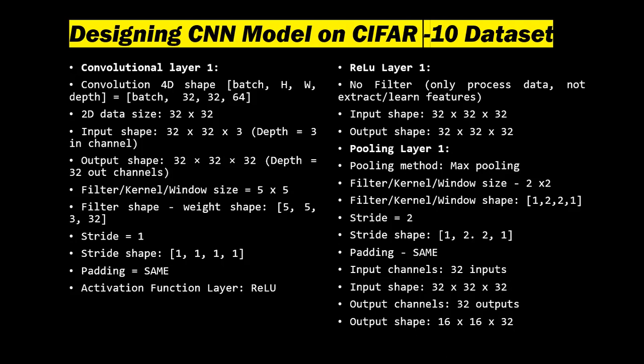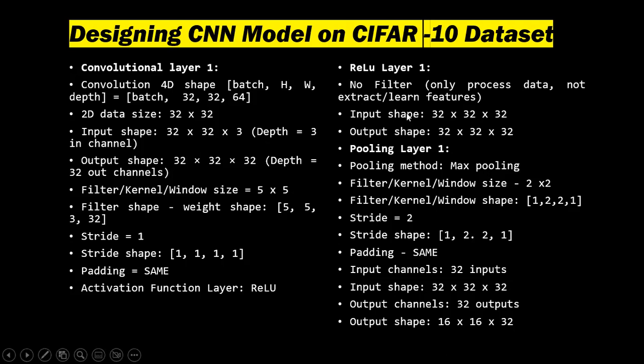Then here we can also see the window size. The window size which we are taking is 5 by 5. Coming to the strides, we are using the stride as 1, and the padding is equal to same. Padding is same means we are not changing anything. The activation function which we are using is the ReLU layer. So this is the design for convolutional layer 1, and then ReLU layer 1. Here we can see the input shape as 32 by 32 by 32, which is nothing but the output which has been sent by convolutional layer 1.